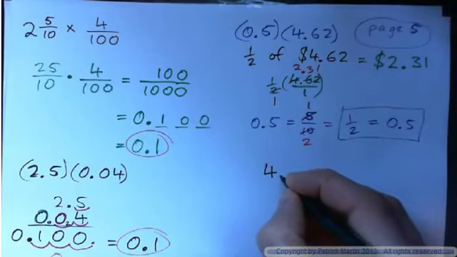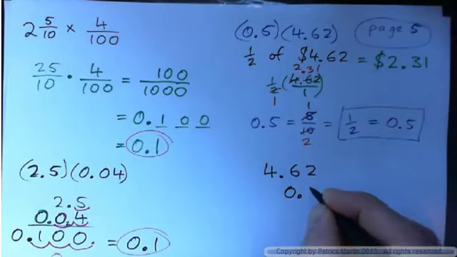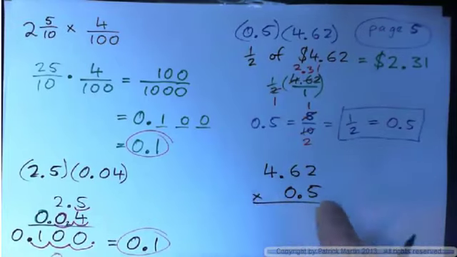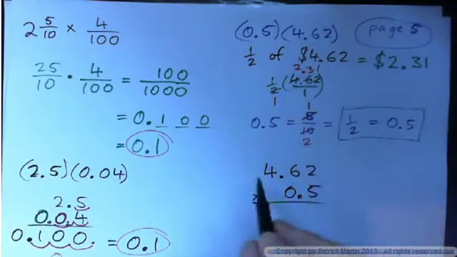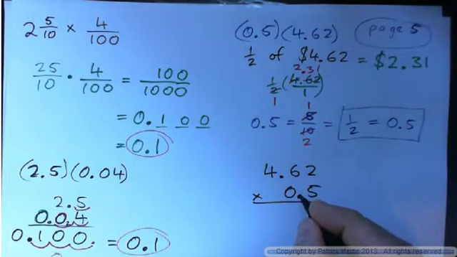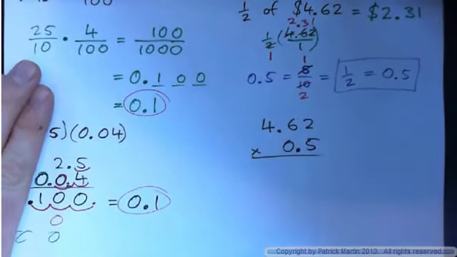So 462 times 0.5. Remember, you don't have to line up the decimal points. And usually, because there's a whole bunch of digits in 462, I like to put that guy on the top and the other one on the bottom. So, by all means, press pause, multiply this out, see if you get the same answer. Please press pause and try it yourself.